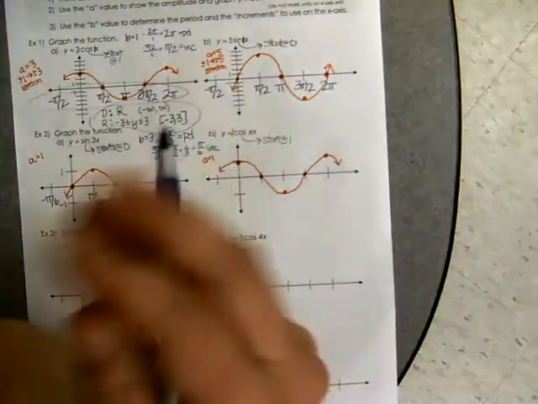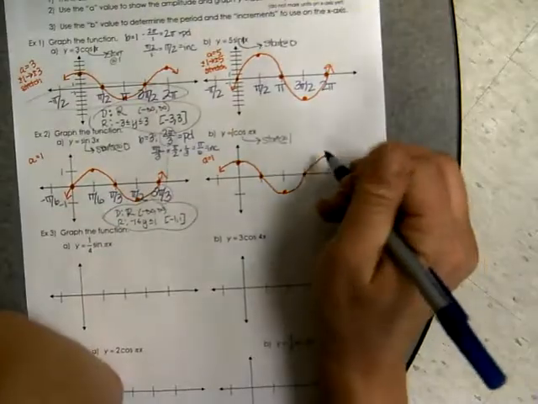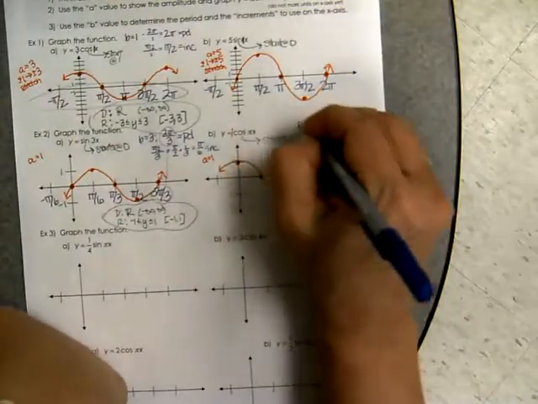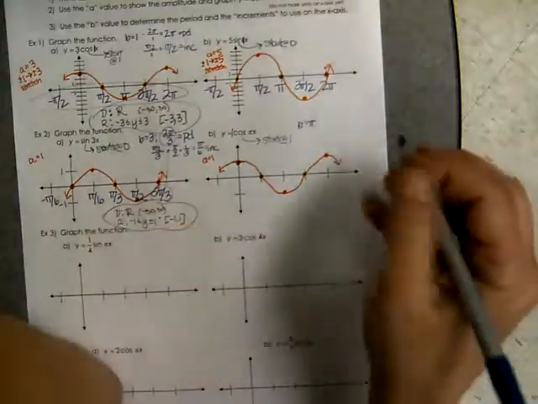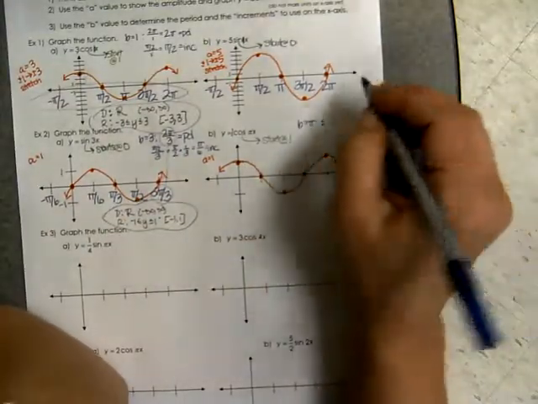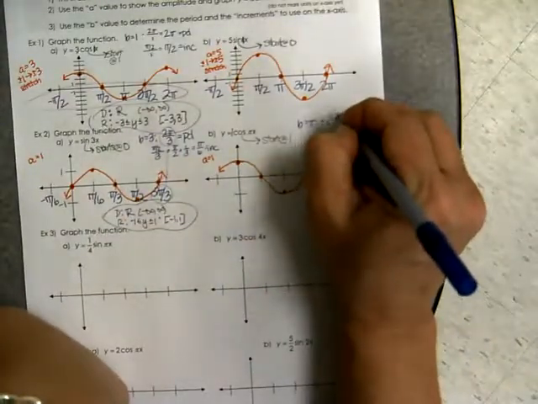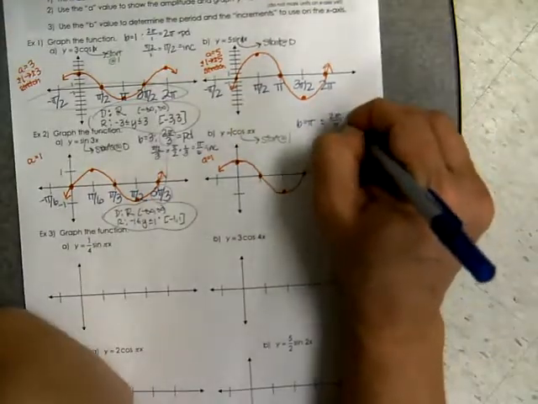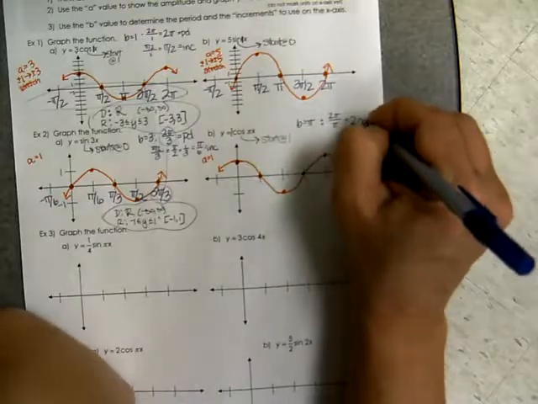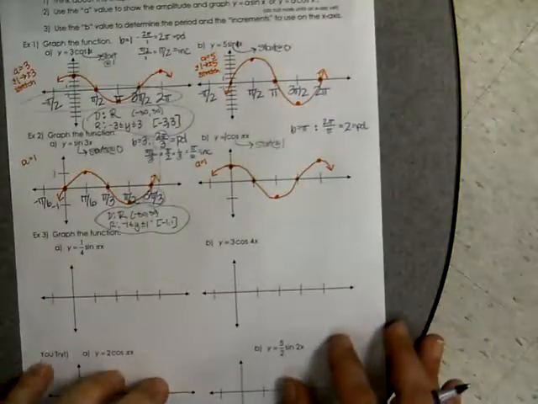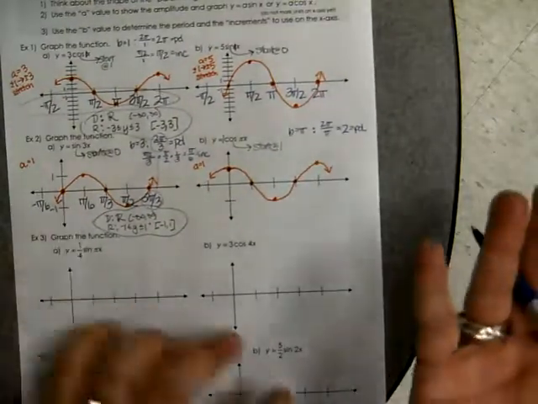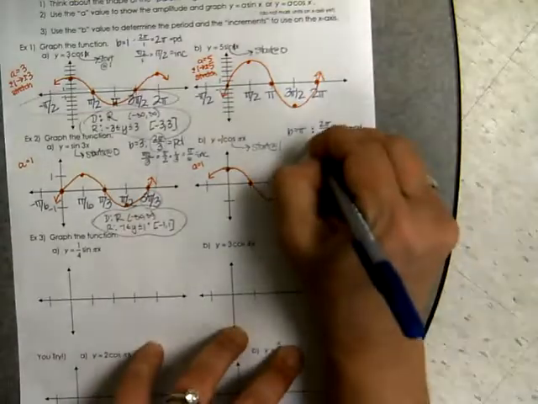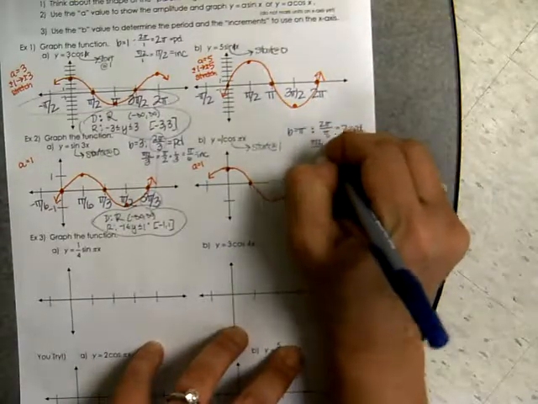Okay, so there's no vertical stretch or shrink, but we look here and we see that the b value is pi. We said that to find the period, we're going to take 2 pi over b. So we'll take 2 pi over pi. So that gives me a period of 2. I know there's no pi there. That's okay.